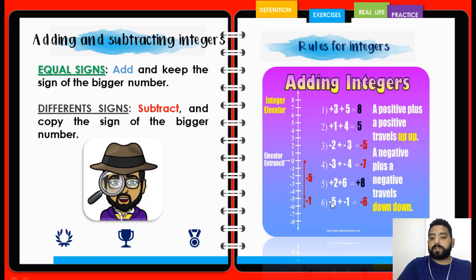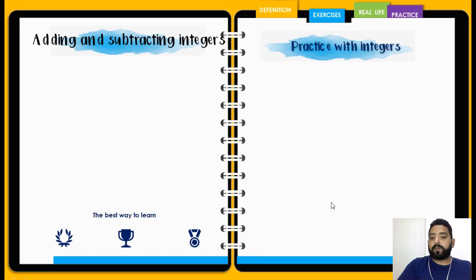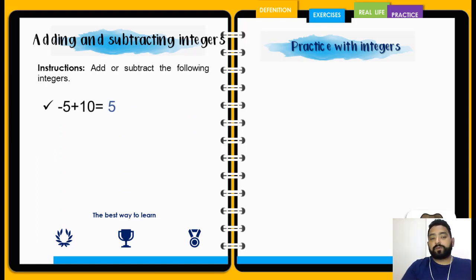Why are the signs equal? Because it's negative 5 and negative 1. So we add them, 5 plus 1, that is 6, and we keep the sign. What is the sign of both? It's negative. Okay? So it's important to remember the integer rules.